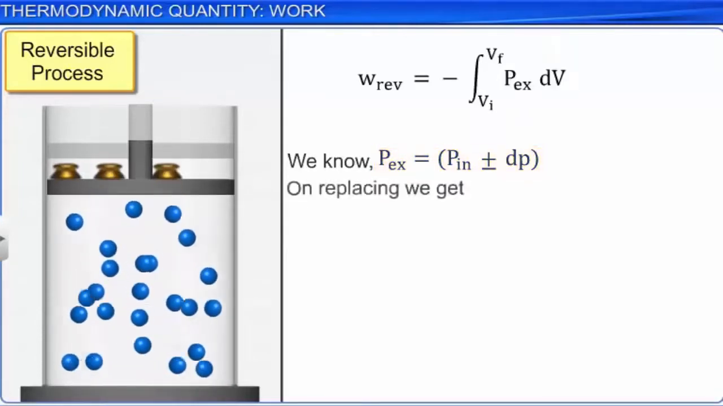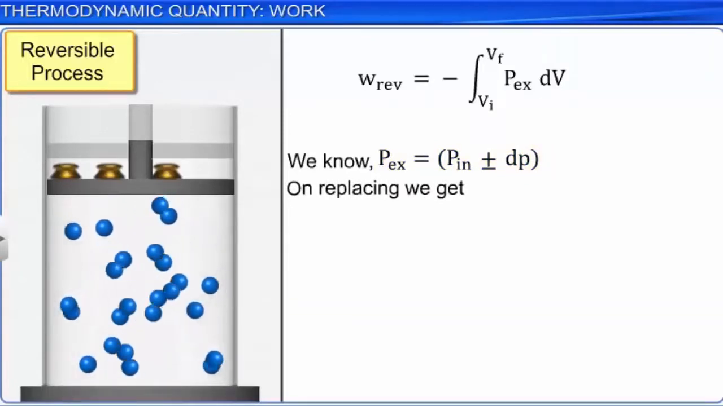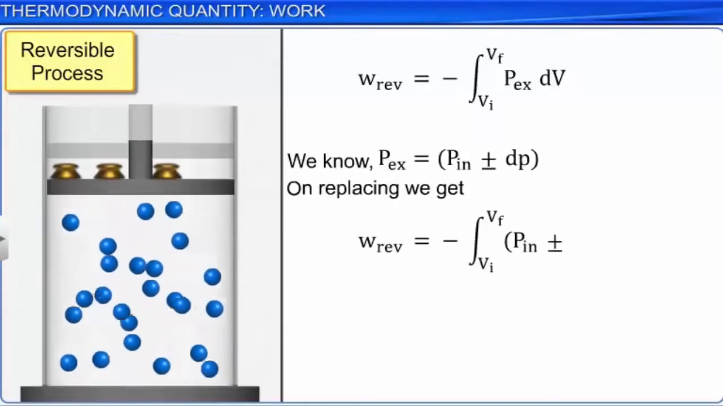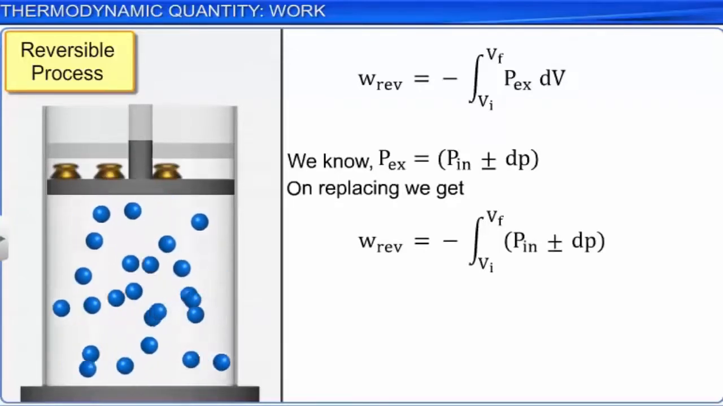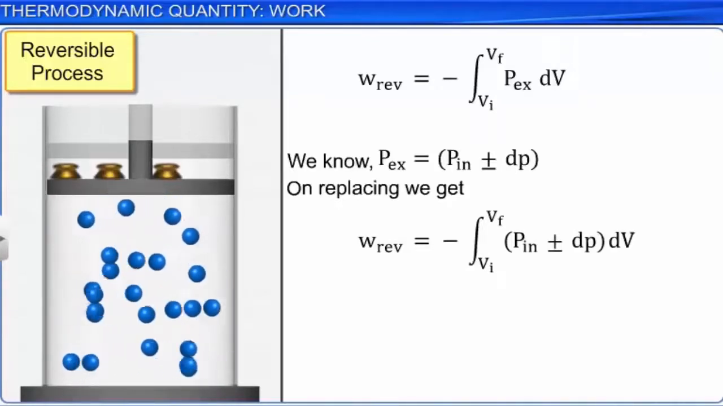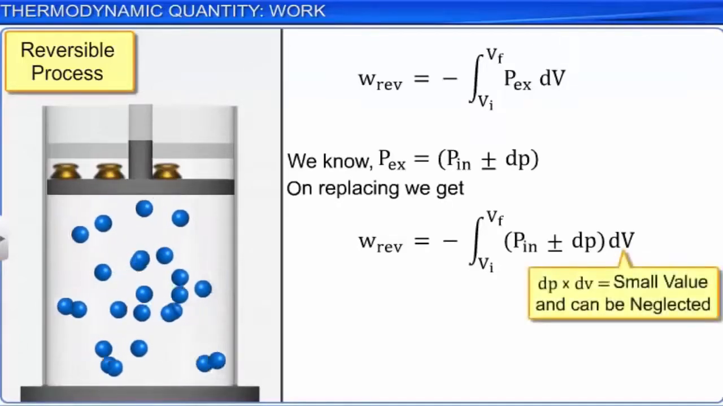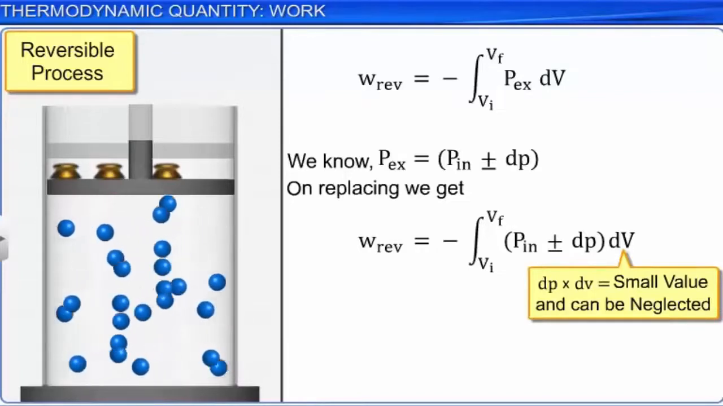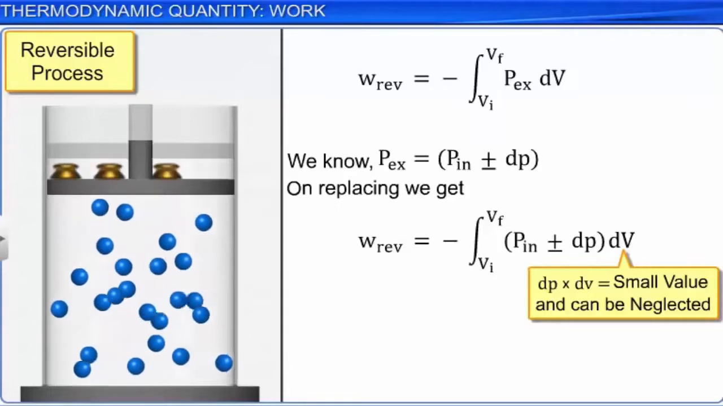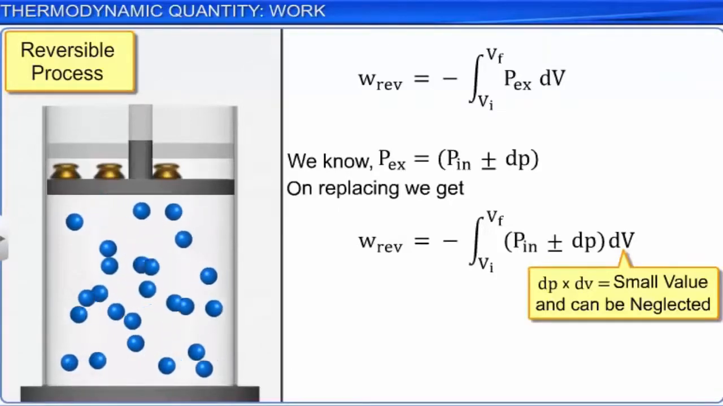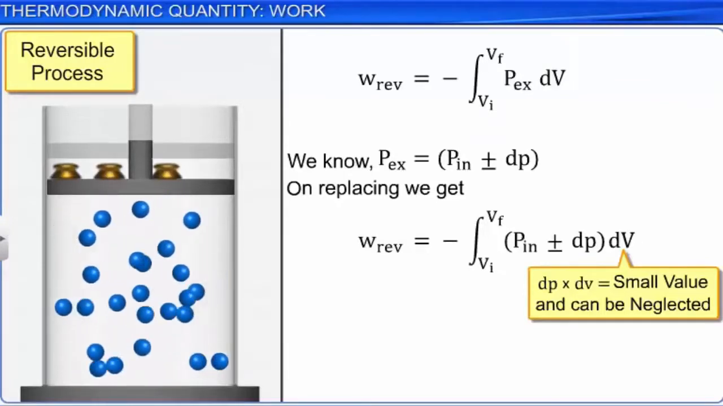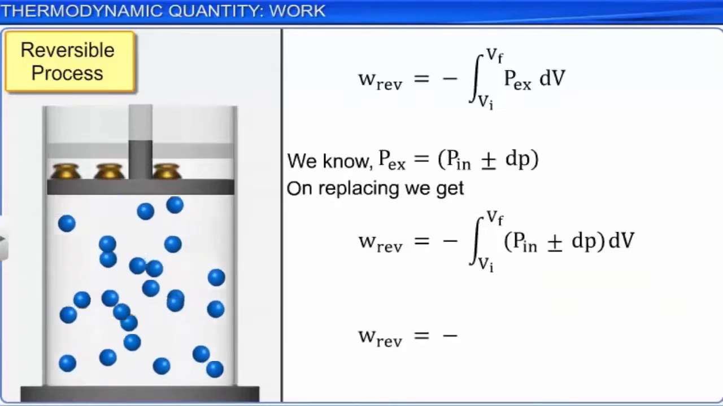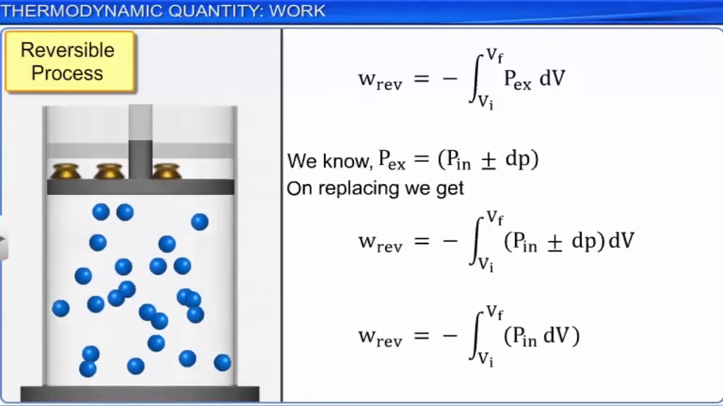Thus, on substituting the values, we get the equation reversible work equals minus integral of internal pressure P_in plus or minus infinitesimal change in pressure of the system dP multiplied by infinitesimal change in volume dV. As change in the pressure and volume are infinitesimally small, their product is still smaller. Therefore, the product of dP and dV can be neglected. Hence, the final equation is reversible work equals negative integral of P_in multiplied by infinitesimal change in volume dV.